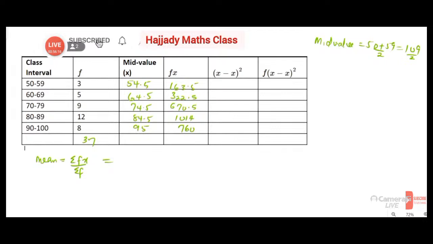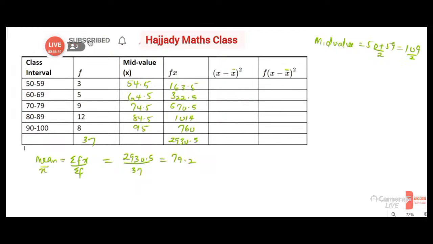Calculating the sum of everything, that is adding everything together, the sum is going to be 2930.5. So with this, my mean is going to be 2930, which is the summation of fx over summation f, which is 37. And from this, my mean is going to be 79.2. So looking at my formula here, there's a need for me to put x bar. Don't forget that the mean is the same thing as saying x bar.